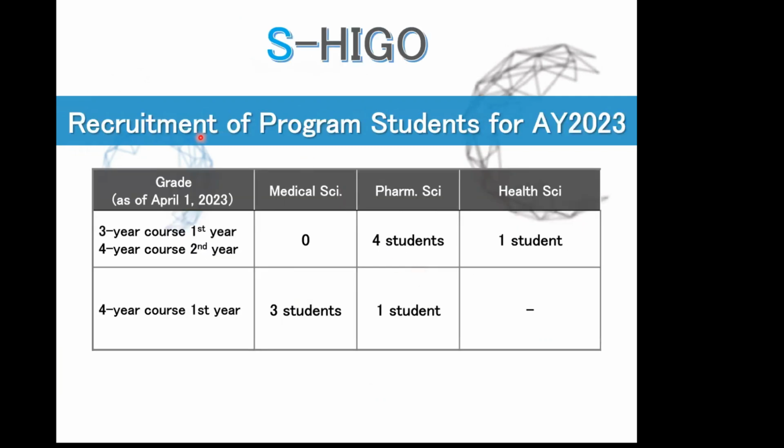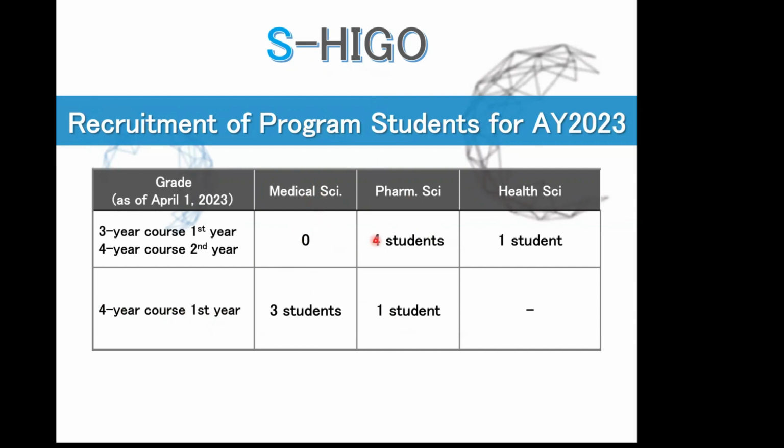But we have more openings for student recruitment in academic year 2023. This is for the students who will be in the first year of a 3-year doctoral course or a 4-year doctoral course, second year of a 4-year doctoral course, or the first year of a 4-year doctoral course. Here are the graduate schools, and here are the number of students who will be recruited.